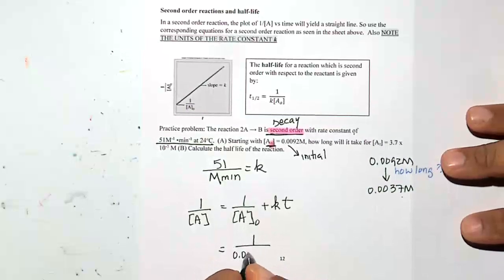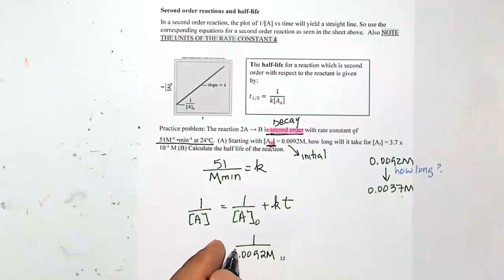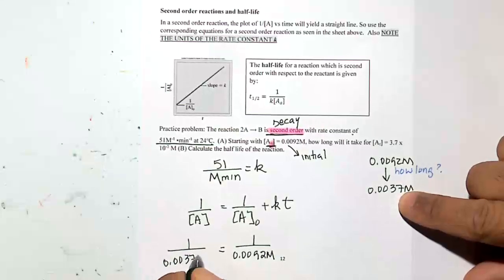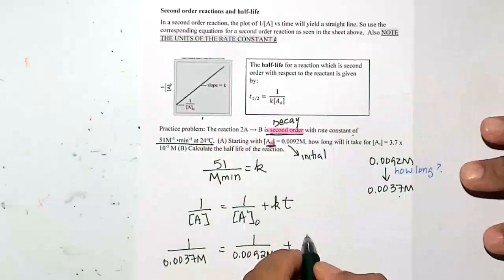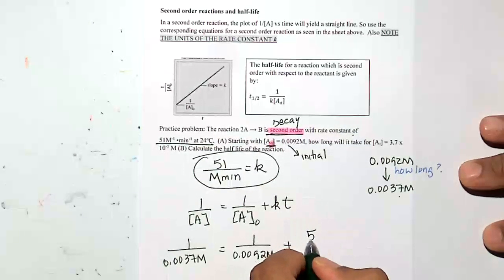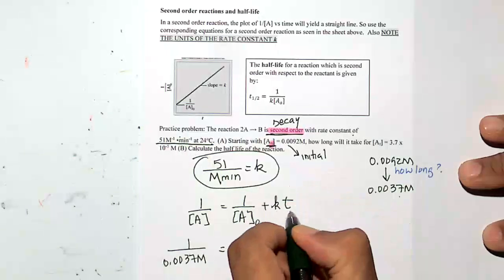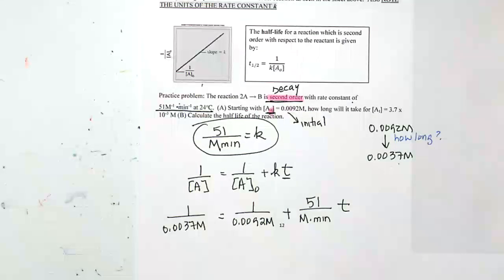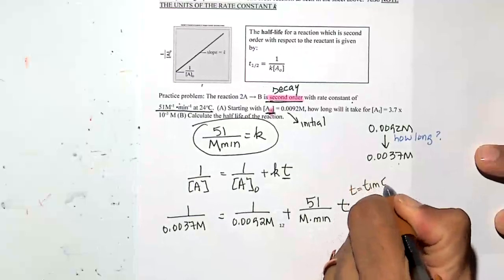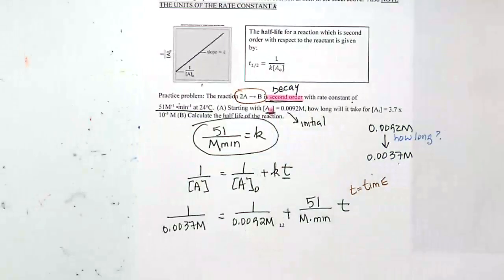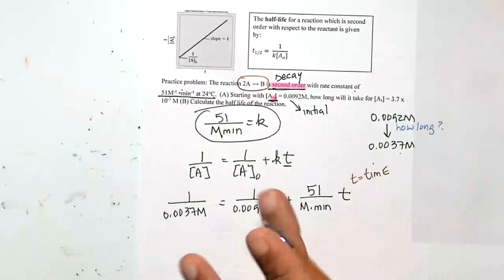So that's going to be 1 divided by 0.0092 big M. Big M is moles over liter. 1 over A at time t is 1 over 0.0037 big M, that's moles over liter. Plus k, so k is right here, 51 divided by big M times minutes, both in the denominator, times t. t here is time. This is for a second order decay. How this reaction is going to go, A to B. A is going to decay with second order kinetics. So all we got to do is solve for t.